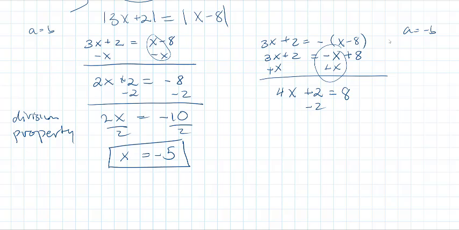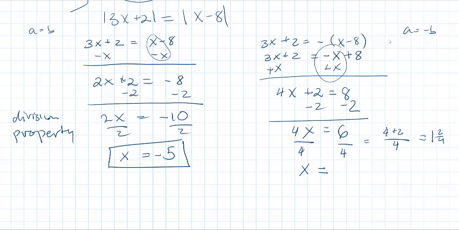Let's subtract 2 from both sides now. We get 4x, so on the left we only have our variable term now, equals 8 minus 2, that's just 6. And let's finally divide by 4, so that we isolate our variable completely. So we have x equals 6/4. 6/4 is, I'll write this out as 4 plus 2 over 4. So that equals 1 2/4, or 1 1/2. So x equals 1 1/2.